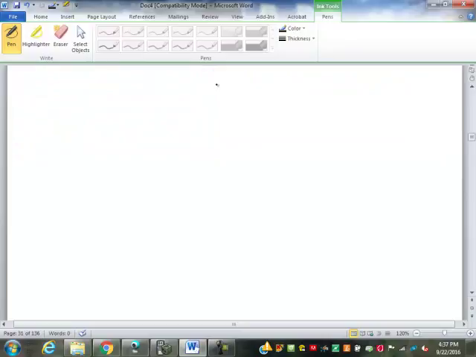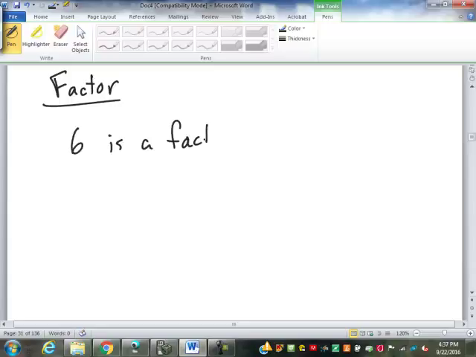Okay, so our next thing we're going to talk about is just kind of leading into our next topic. And we're going to talk about factoring. What is a factor? A factor is a number that divides evenly into another number without leaving a remainder or a decimal or a fraction. For example, 6 is a factor of 24 because 24 divided by 6 is 4. When we divide it, it gives us a whole number.